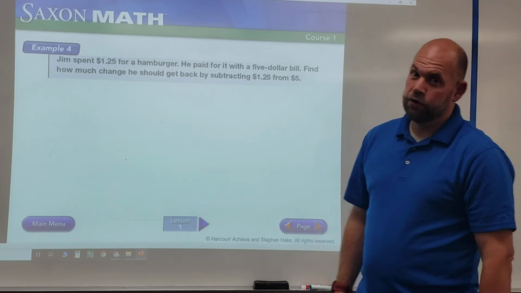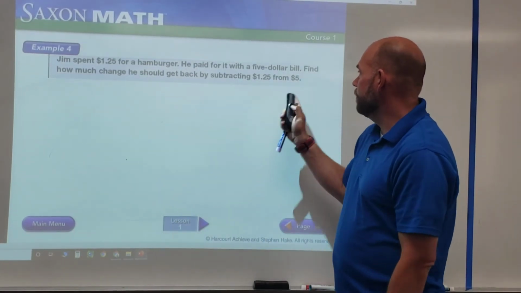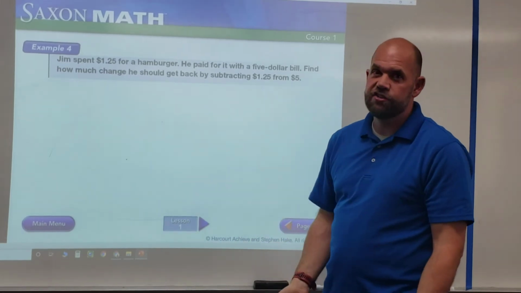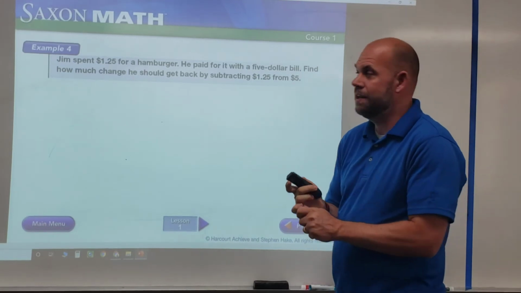Now Jim spent $1.25 for a hamburger. Pretty good deal. It must be on the value menu. He paid for it with a $5 bill. Find how much change he should get back. That's going to be the difference. So we're going to have a minuend, a subtrahend, and a difference on this one.